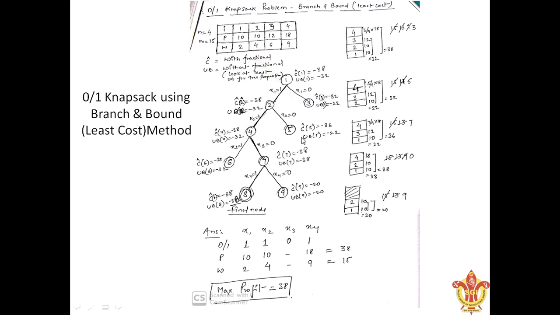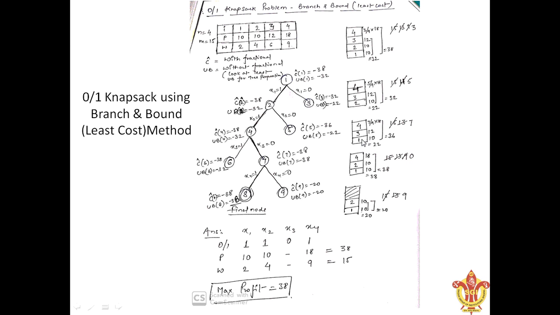What is the weight of 1? 2. What is the weight of this third node? 6. 2 plus 6 is 8, 8 plus 9 is 17. So 17 will exceed this 15. The value will exceed 15, so what will happen? We are going to take care of 1, 3 and 4. We will take 1 and 3, and we are not going to include this 4 to calculate this upper bound.